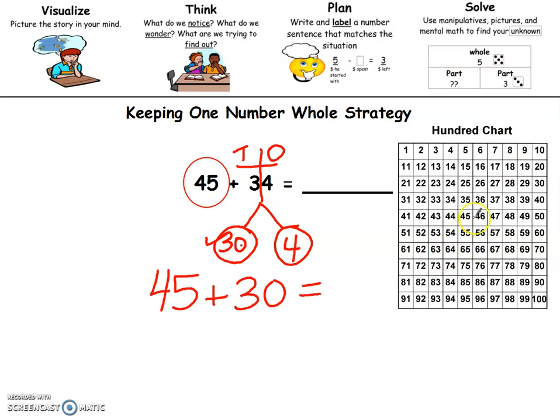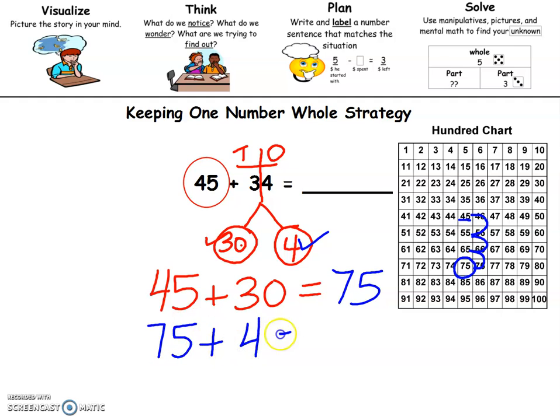And I'm going to look for my 45 right here. And I know that 30 is made up of 3 groups of 10, 10, 20, 30. So we're going to start at 45 and I'm going to add 10, 20, 30. So we have 75. Okay, and then I still need to add my 4. So I have 75 plus 4 equals 79.